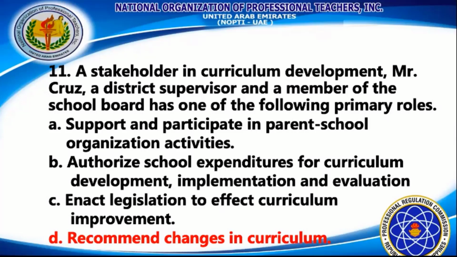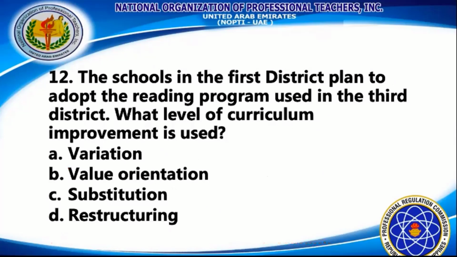Then yung about sa level of operations ng curriculum. Number 12. The schools in the first district plan to adopt the reading program used in the third district. What level of curriculum improvement is used? O yung District 1 daw, gagamitin niya yung reading program ng District 3. Anong level of curriculum? Is it variation, value orientation, substitution, or restructuring? Kung maalala nyo yung diagram natin, that we have substitution. Sa substitute lang nila. Hindi naman nila kasi pag variation, itatransfer na.